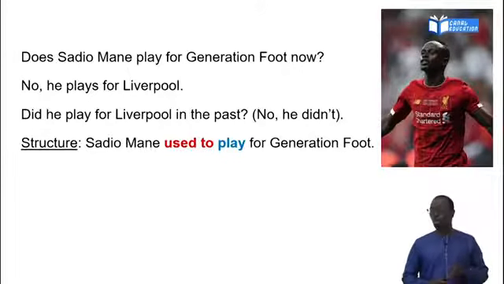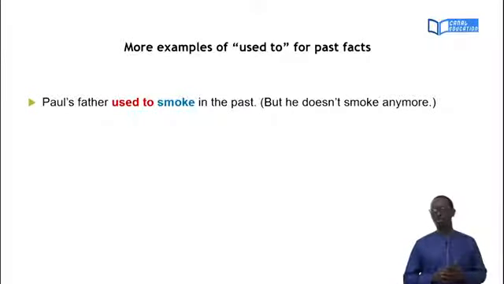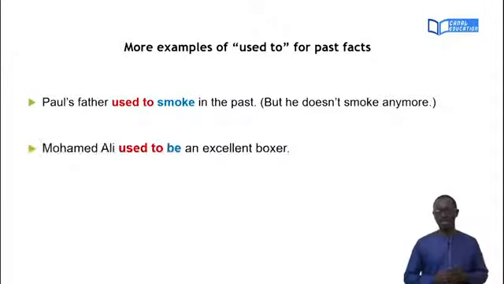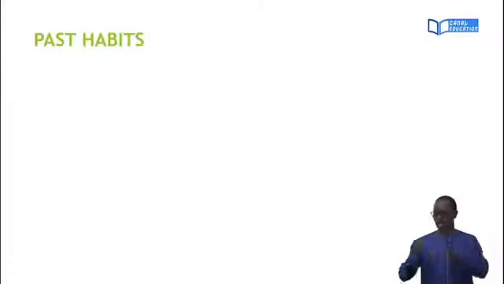Now, dear students, we'll see more examples using the structure used to talk about facts. Let's go. Okay. The first one is Paul's father used to smoke in the past, but he doesn't smoke anymore. Muhammad Ali used to be an excellent boxer. Is he still an excellent boxer? No, Muhammad Ali is now dead. Very good. Alpha Blondy, known as Akon, used to live in Senegal. So, where does he live now? Answer, he lives in the United States. You see, all these examples are facts that happened in the past and ended in the past.